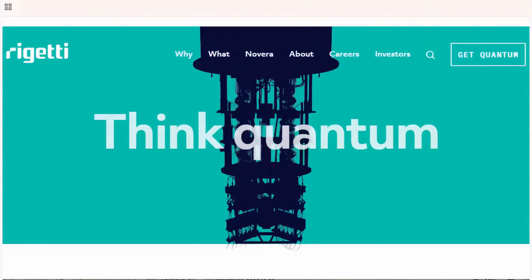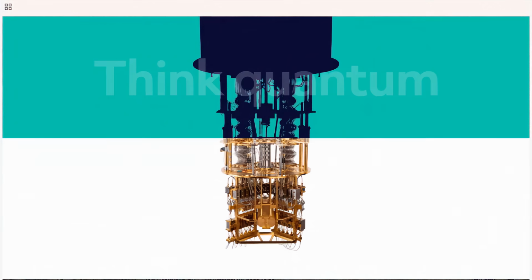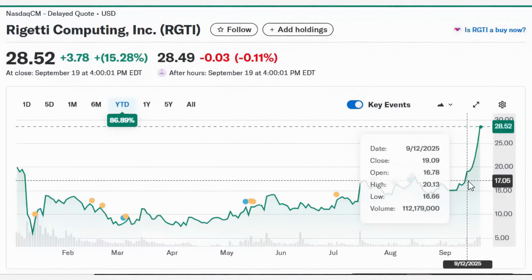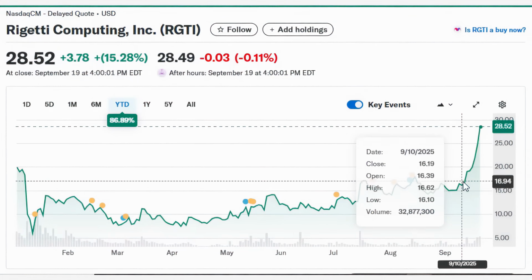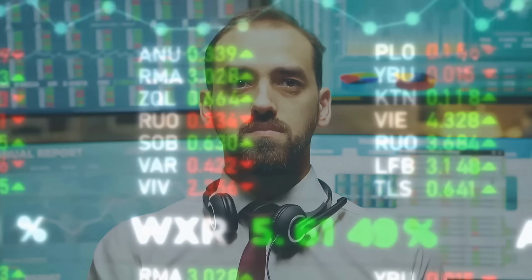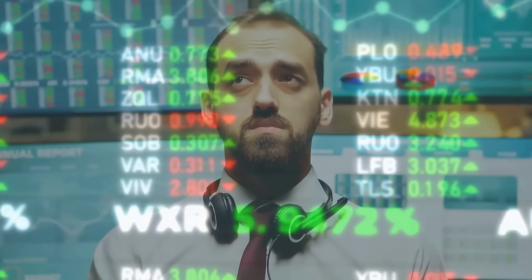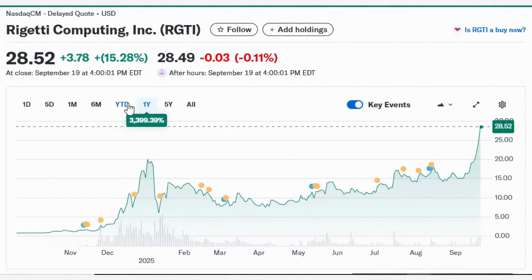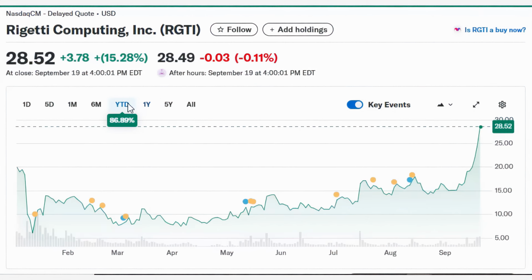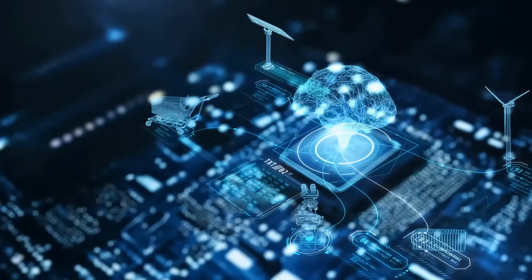Next is Rigetti Computing, ticker symbol RGTI. 7 months ago, Rigetti shares were trading at just $8.05, and today the stock sits near $28.52. That's a jaw-dropping plus 254% return in barely half a year, the kind of move that turns heads even in a volatile sector like quantum computing.